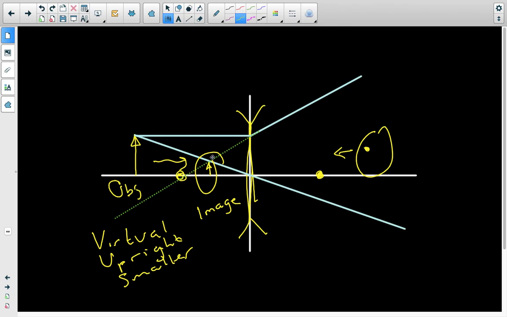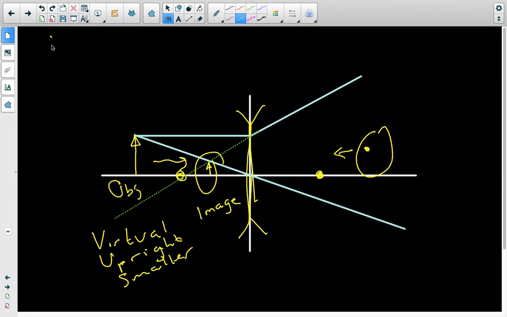So the image appears to be closer. That's great because my eye can focus closer. And I'm going to talk a little bit about how we view things, how our vision works, in the next video. But this is the basic thing that you've got to remember.